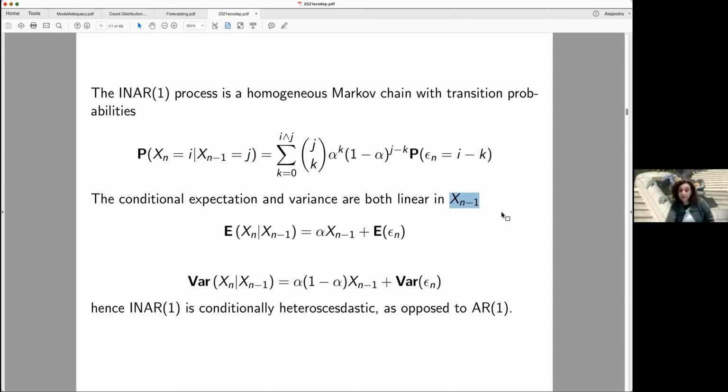However, the expectation is exactly what happens in an autoregressive process of order 1 in the Box-Jenkins style. However, for the conditional variance, we have this variance here that doesn't appear before. So this is conditionally heteroscedastic, which doesn't happen with the original AR(1).